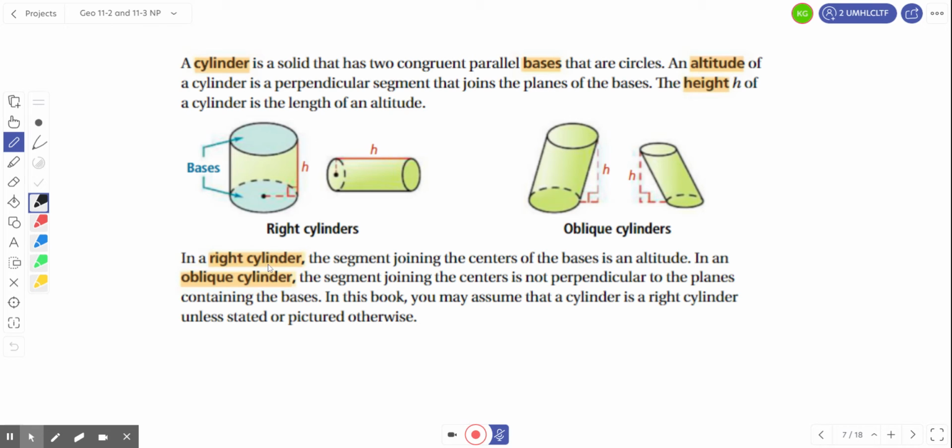And you can have right cylinders, which the sides are perpendicular to the bases, or you can have oblique cylinders where the segment joining the centers is not perpendicular to the planes. They're tilted off to the side here. So when you find the height, it's going to be this distance between the bases, perpendicular to the planes of the bases. In this book, you may assume that a cylinder is a right cylinder unless stated or pictured otherwise.